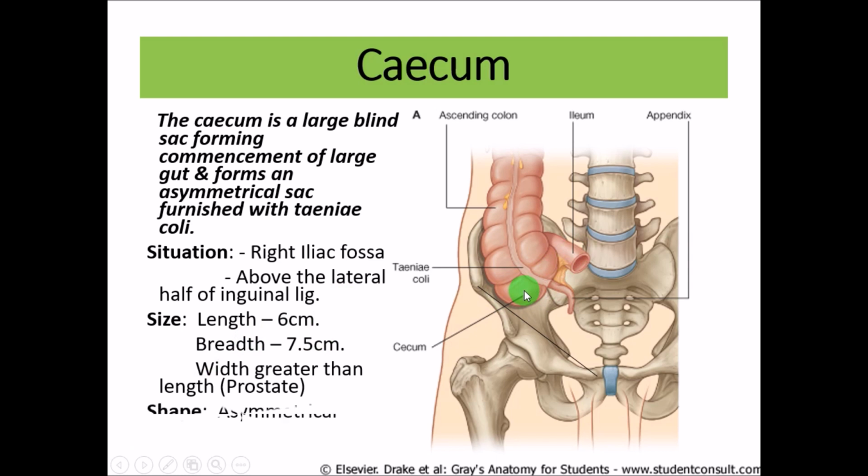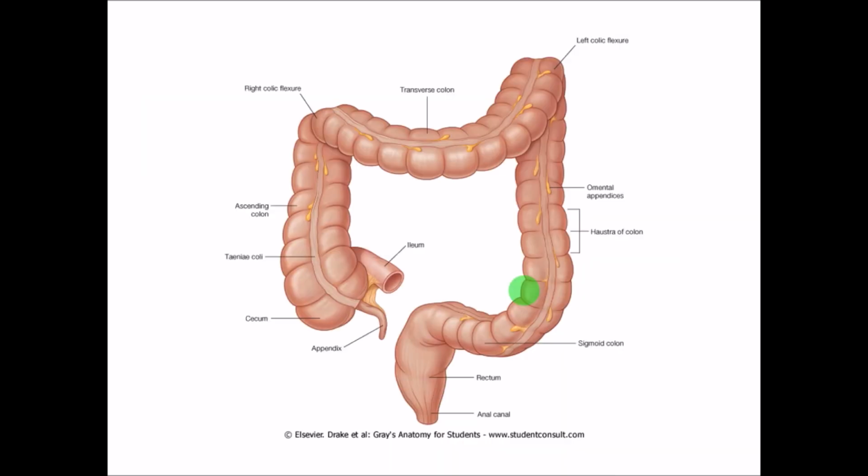This is cecum. And as I said, the shape is asymmetrical. So there is no symmetry between the two sides. So this is the cecum. Here again you can see the tinea coli in the front. Types: what are the types?